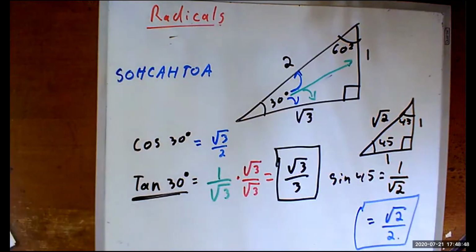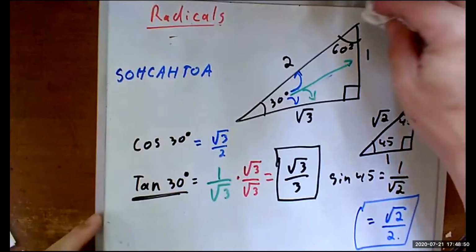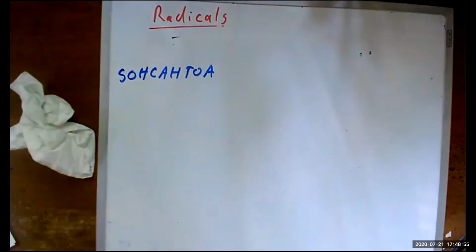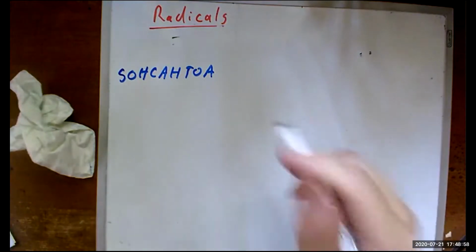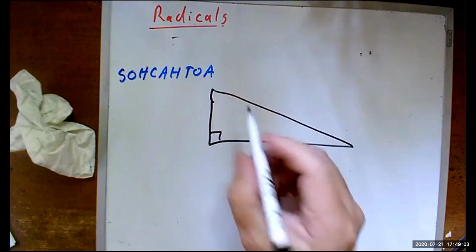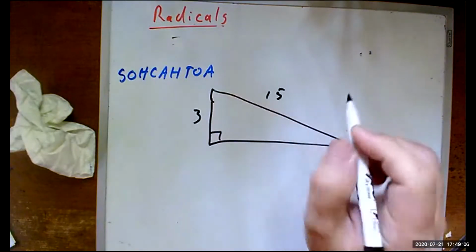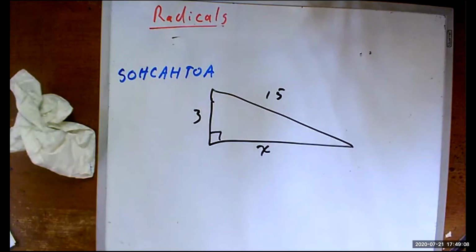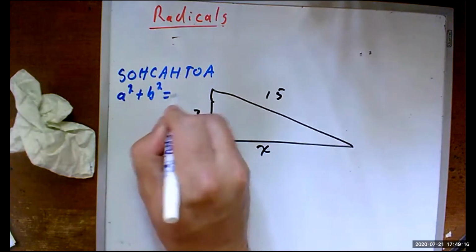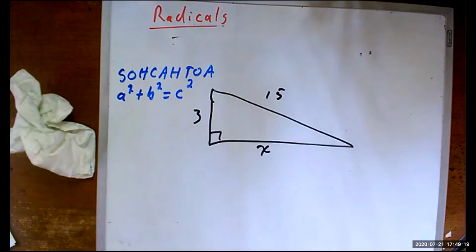Last thing to show you on all of this goes with the Pythagorean theorem. I'll do a quick example. We can now continuously have exact answers when we're doing something like this. So we're given a triangle, 3, 15, some unknown. Our Pythagorean theorem, of course, a squared plus b squared is equal to c squared. So I will take it as a, b, c.